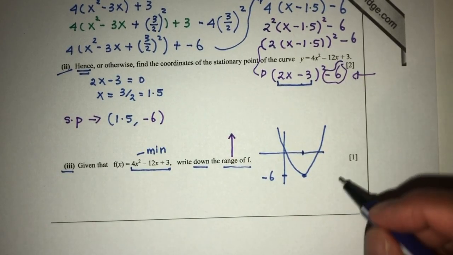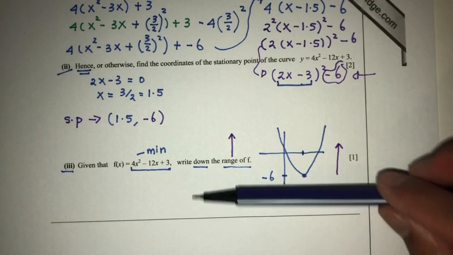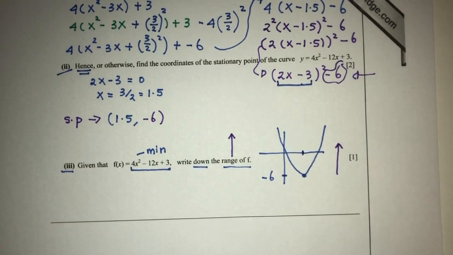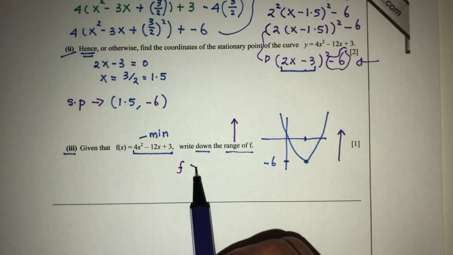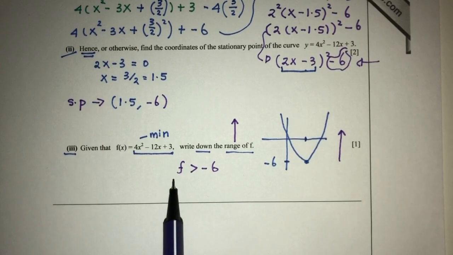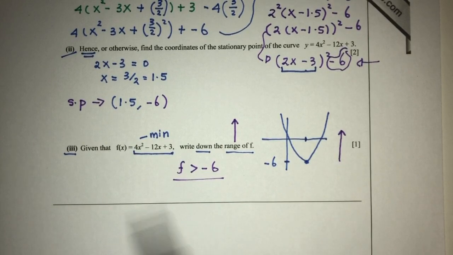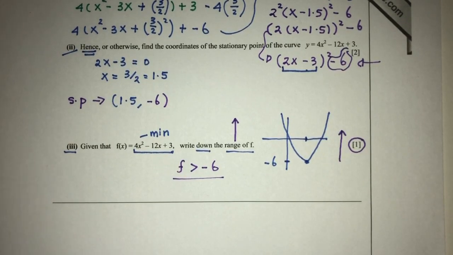As you can see, the graph is always more than this value. As you can see, from this point on, it always goes up. So we can just write down the range will be f is always going to be more than -6. So here the answer should be f is more than or equal to -6, because I did not take into account that equal. So this is the answer for part 3. This is only 1 mark, supposed to be easy. As you can see, we just use the graph to observe what is the range of that graph.